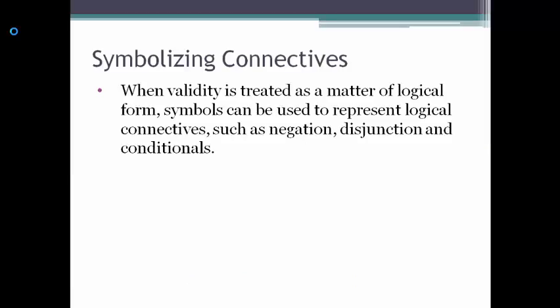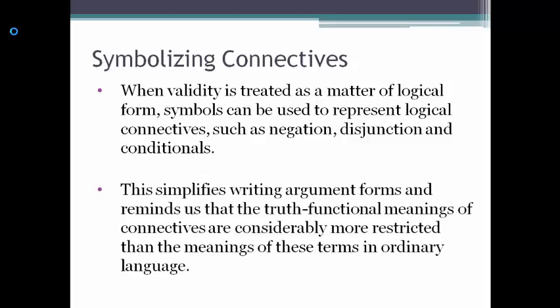When validity is treated as a matter of logical form, symbols can be used to represent logical connectives, such as negation, disjunction, and conditionals. This simplifies writing argument forms and reminds us that the truth-functional meanings of connectives are considerably more restricted than the meanings of these terms in ordinary language.